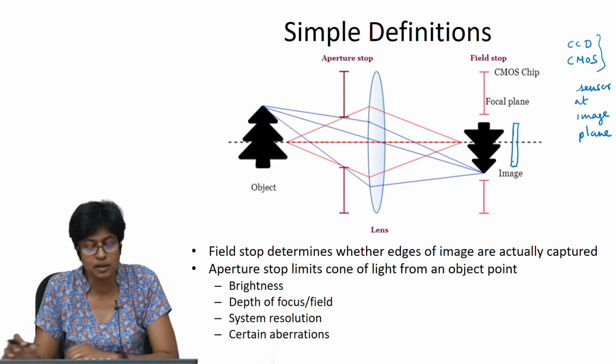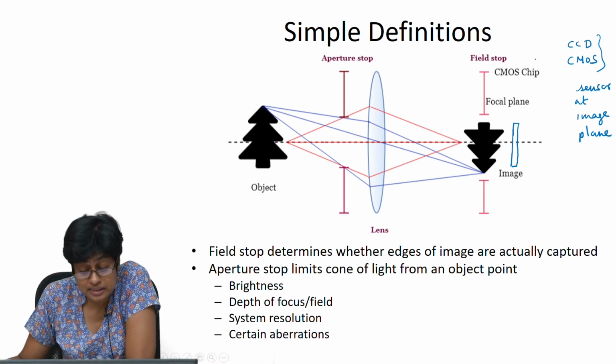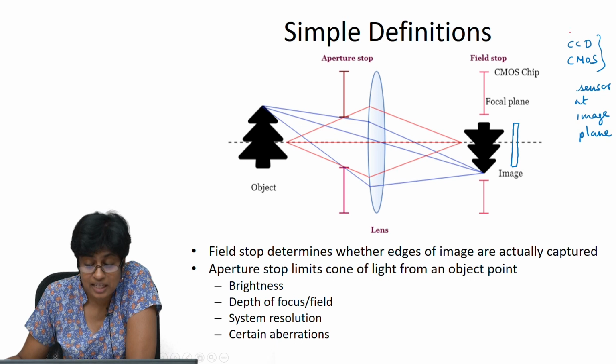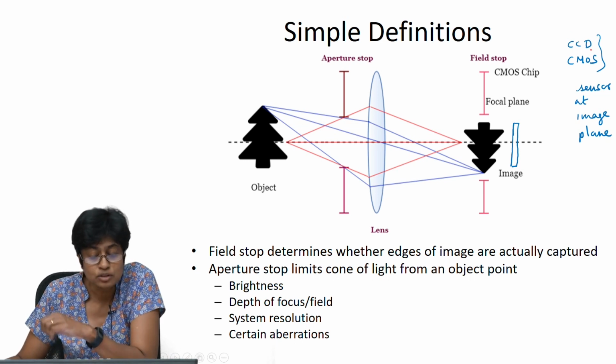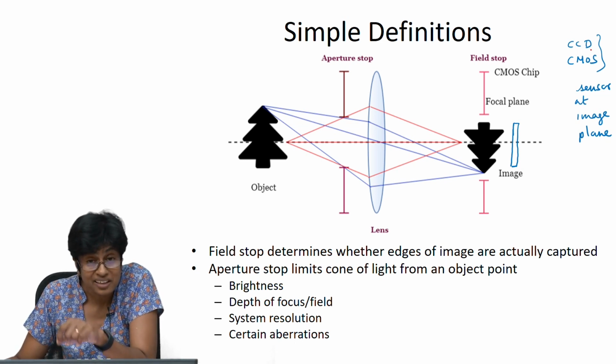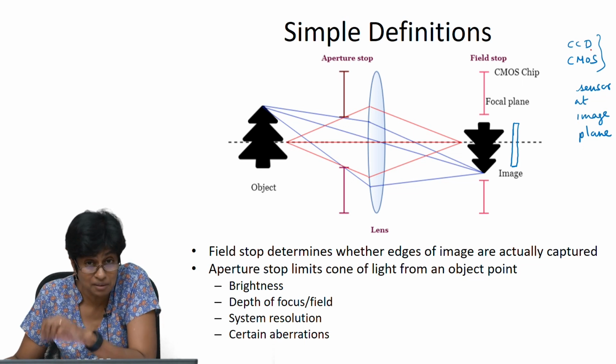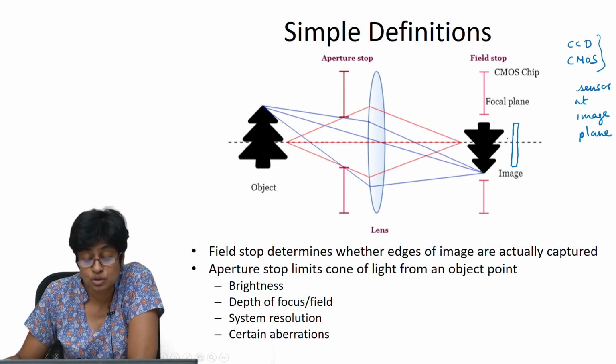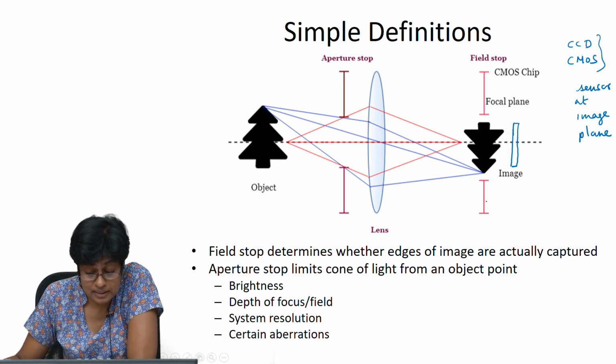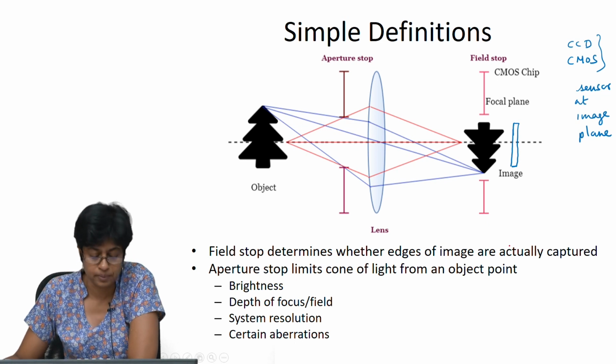In this particular example, the sensor array or the size of the sensor, that is going to limit whether the entire field, the entire image is captured or not, and so we can consider this to be the field stop.